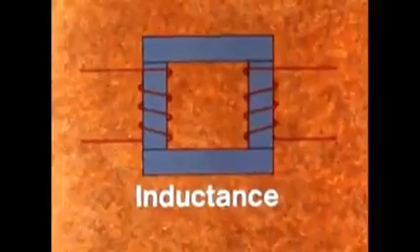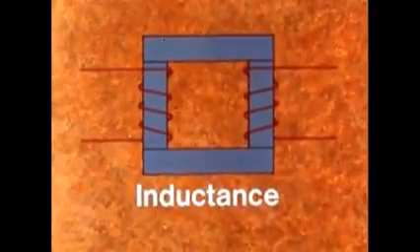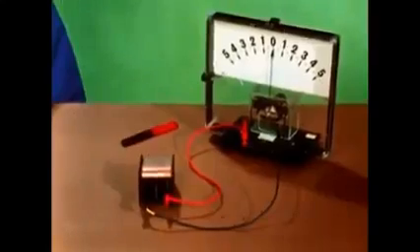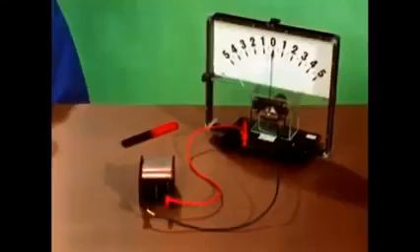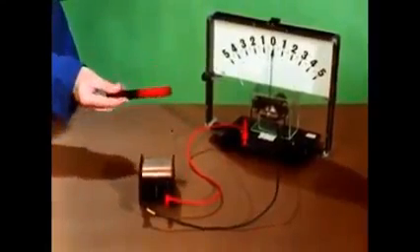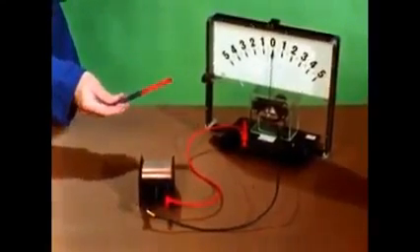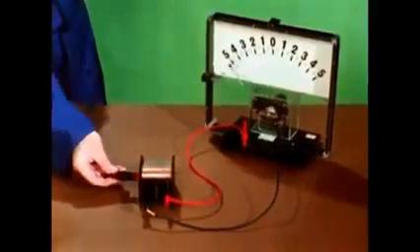But to do so, we must first think about inductance. First, a simple experiment. Here a coil is connected to an instrument for measuring current. We're going to push a magnet into the coil and watch the needle as we do so. There.